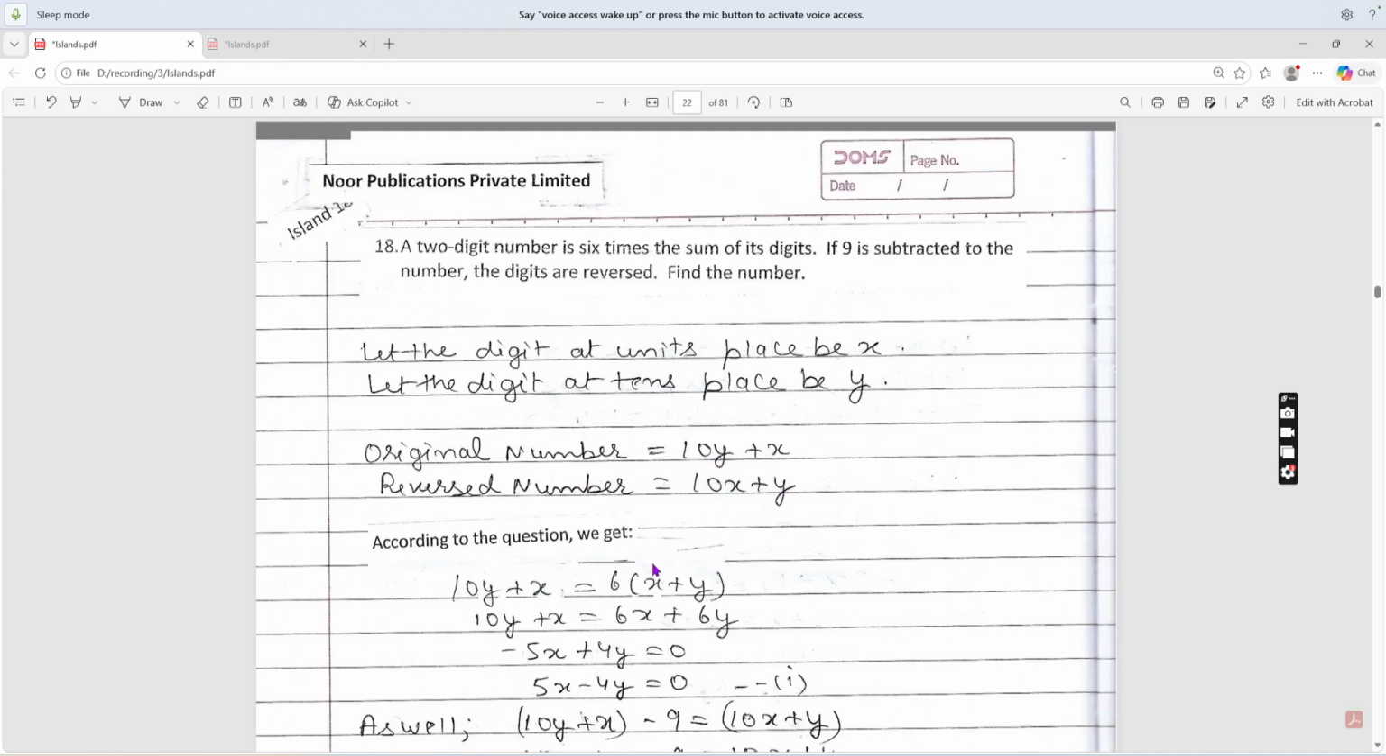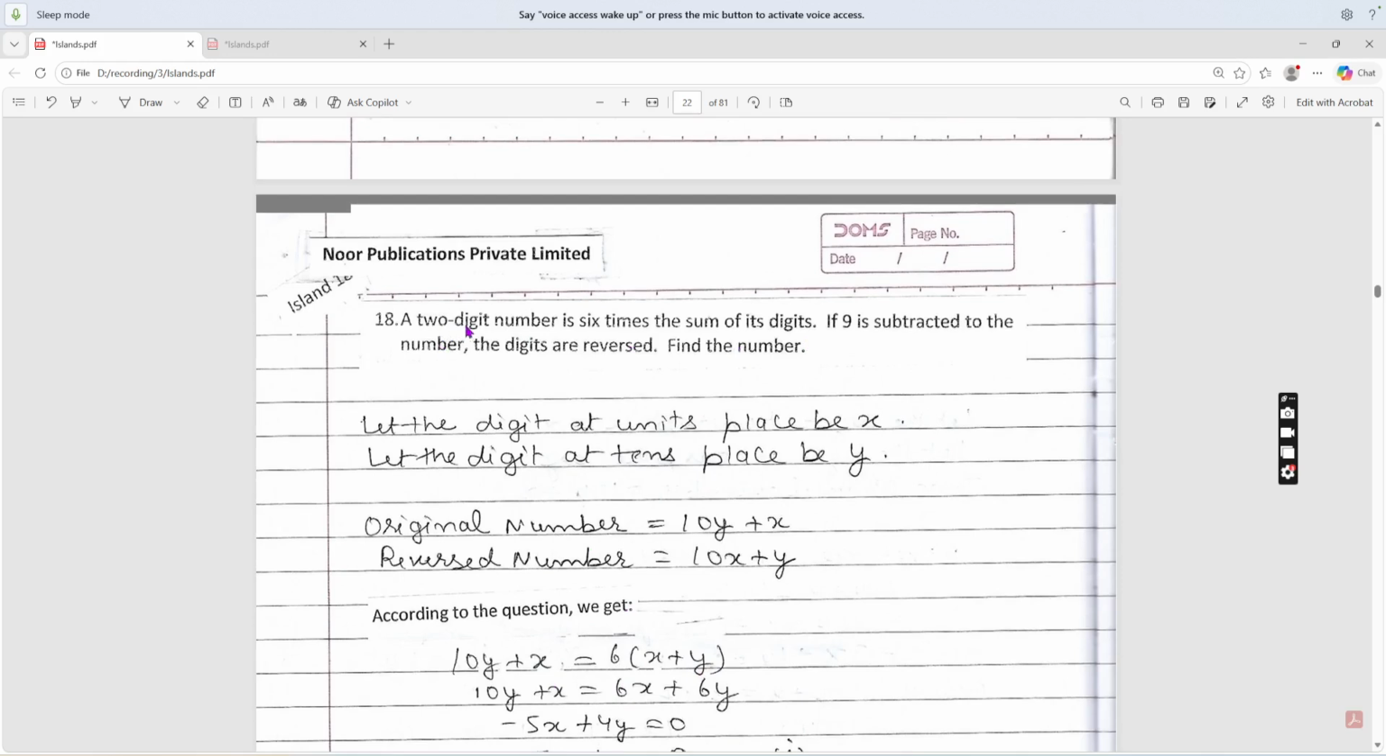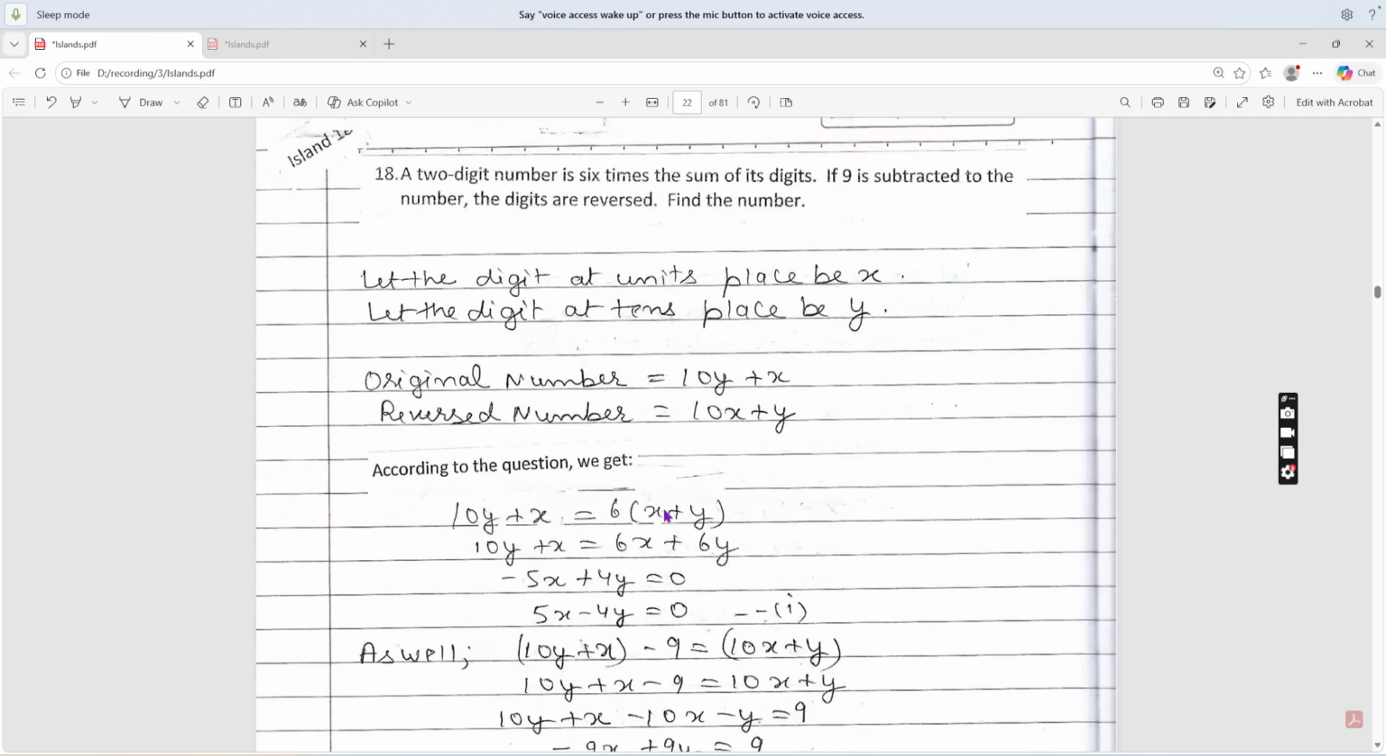Okay, now according to the question, the original number is 6 times the sum of the digits. Just see here, a two-digit number is 6 times the sum of its digits. What is the sum of the digits? Be careful. It is written sum of the digits. It is not written the sum of the two-digit number. Whenever sum of the digits is written, we have to do x plus y.